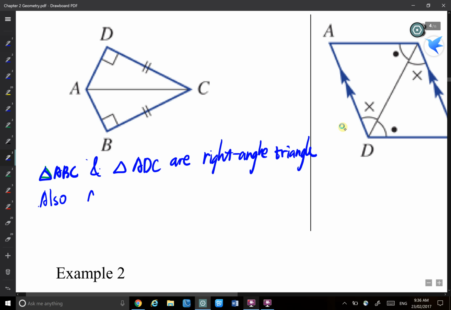Also, AC equals AC because that's the common length. And also, CD equals CB.